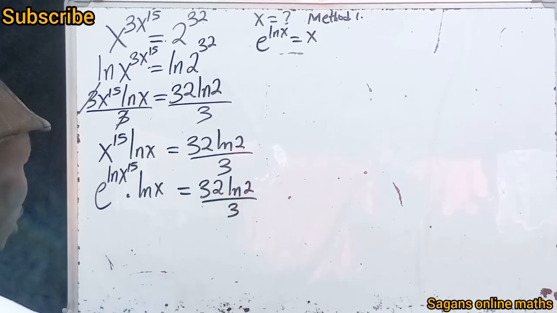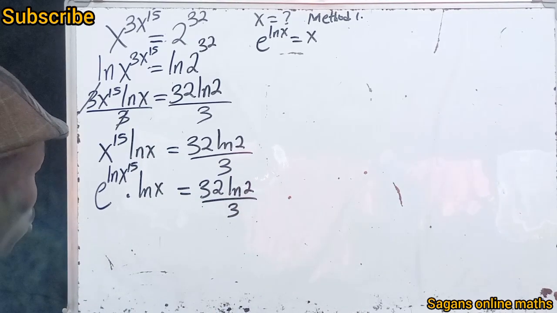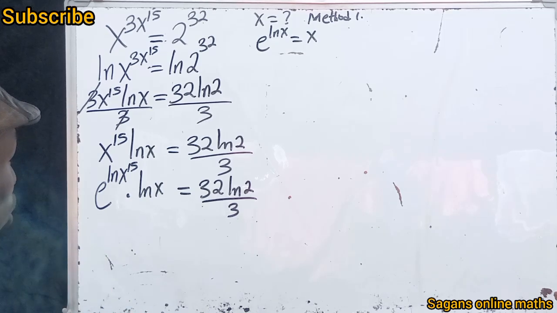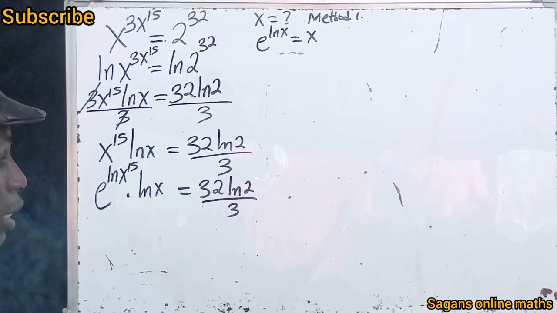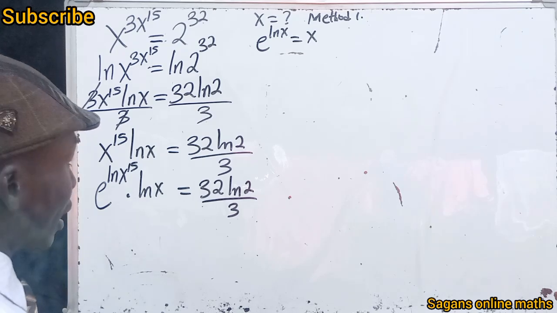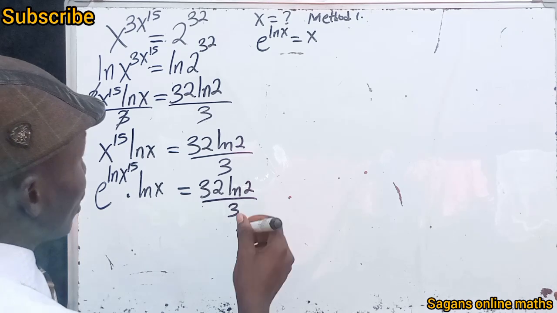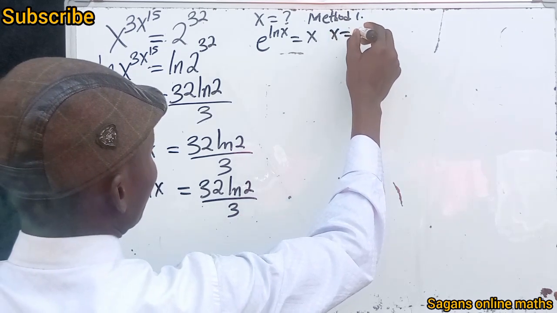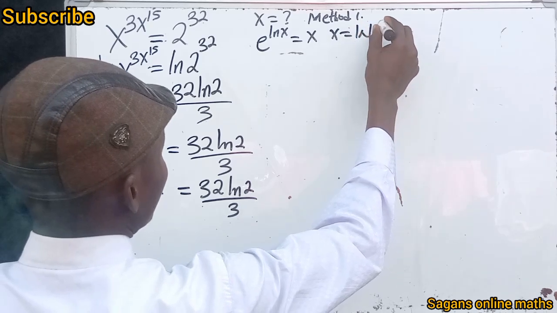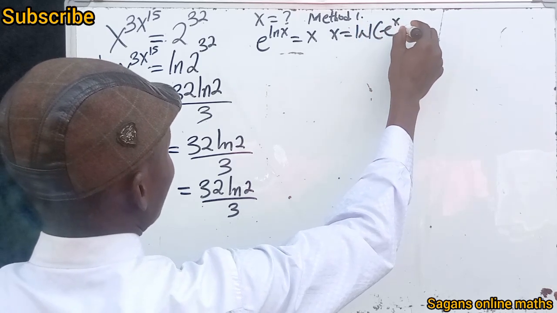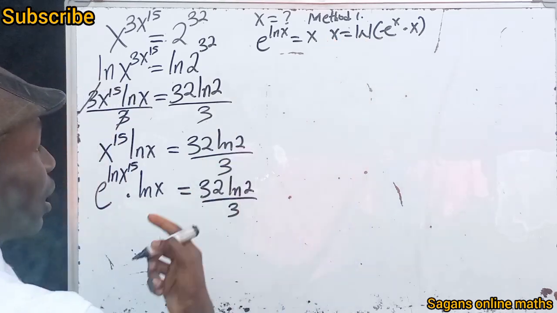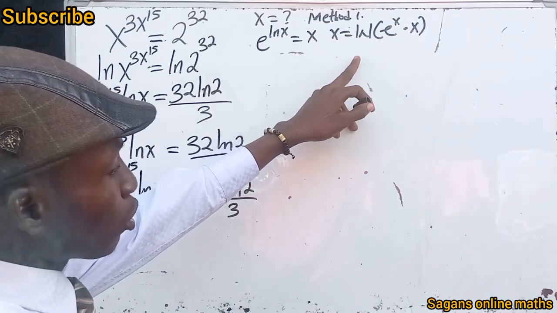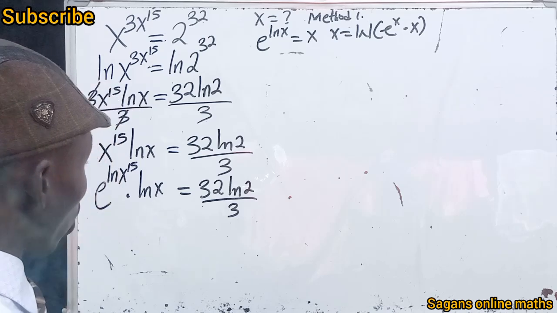Now what am I going to do? Because I'm looking for a way to take the Lambert-W function of both sides, which is also called the product logarithm. Now note that x is equal to the Lambert-W function of e raised to the power of x multiplied by x. The Lambert-W function of this gives the outcome x. Remember the Lambert-W function simply means the product logarithm.